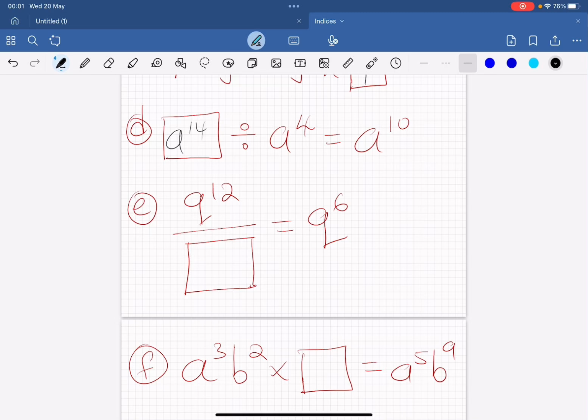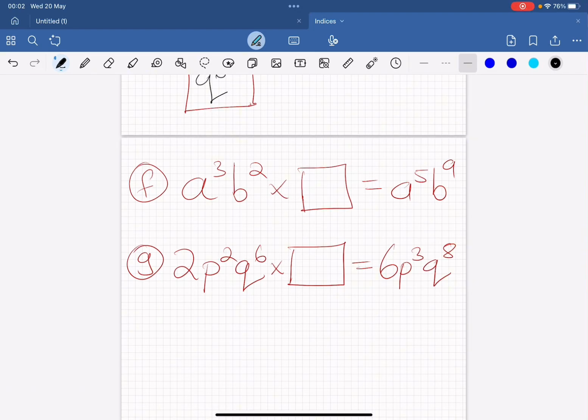And then the next one says q to the power 12 all over something should give us q to the power 6. Now, when it's like this, I have to remember that if I'm dividing, it's basically subtracting. So obviously you have to subtract 6 from 12 so that you remain with 6. So this has to be q to the power 6.